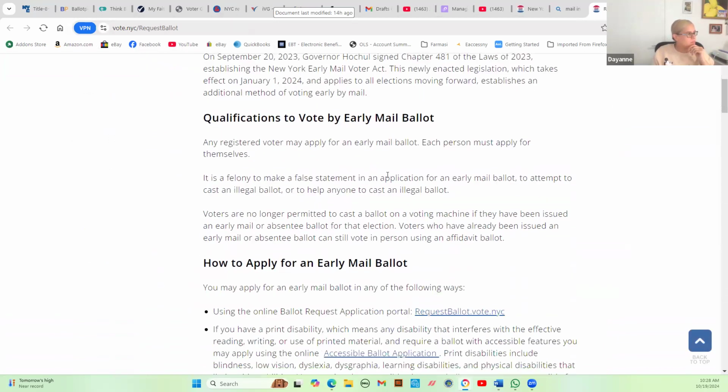Any registered voter may apply for an early mail ballot. Each person must apply for themselves. It is a felony to make a false statement. Voters are no longer permitted to cast a ballot on a voting machine if they have been issued an early mail or absentee ballot for that election. Voters who have already been issued an early mail or absentee ballot can still vote in person using an affidavit ballot. And again, that affidavit ballot will not be counted until afterward.